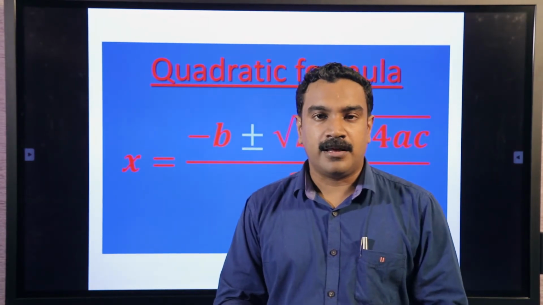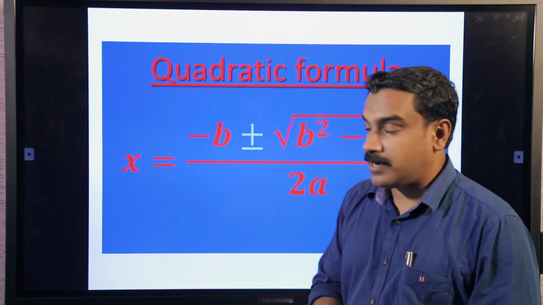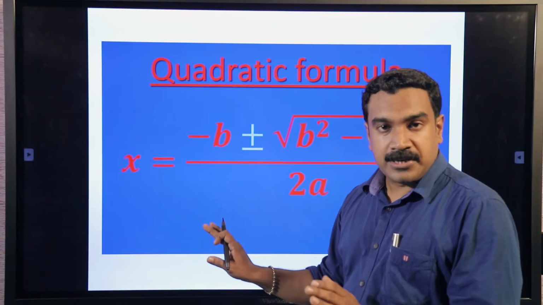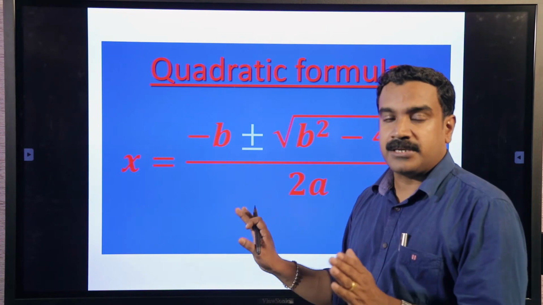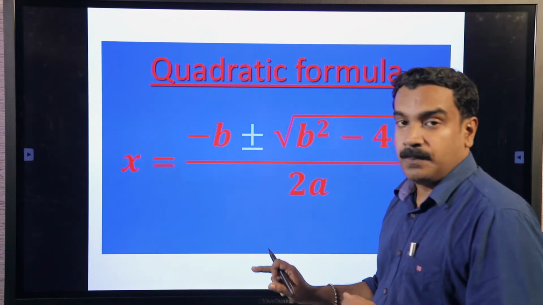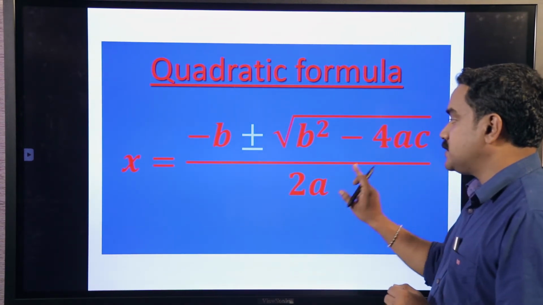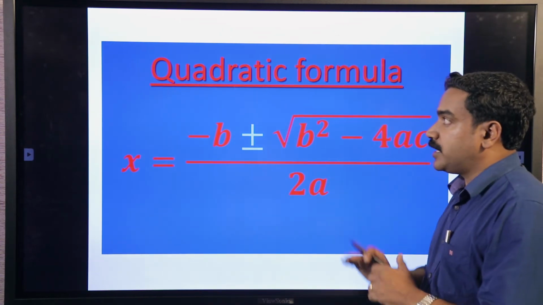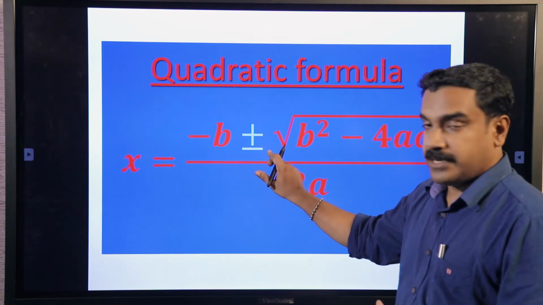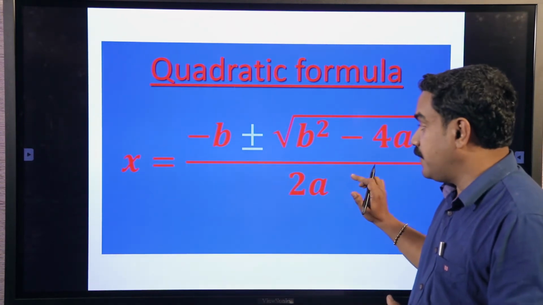What is the quadratic formula? Using the quadratic formula you can find the roots of the equation. Very important one. The quadratic formula: if the equation is in x, you want to find x; if the equation is in y, you want to find y. If it is in x, then x equals negative b plus or minus root of b square minus 4ac, all divided by 2a. This is known as the quadratic formula.